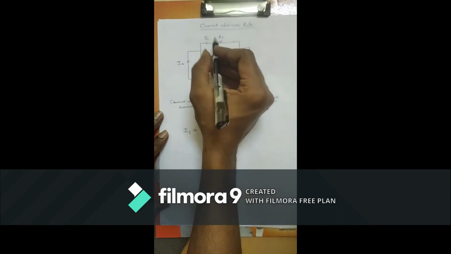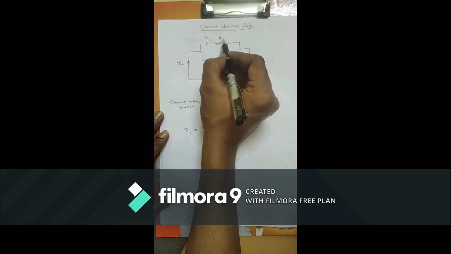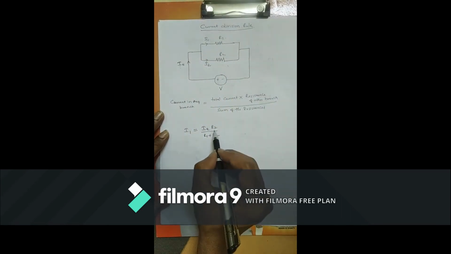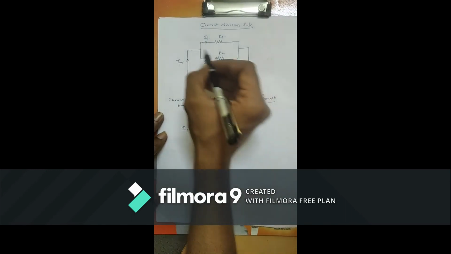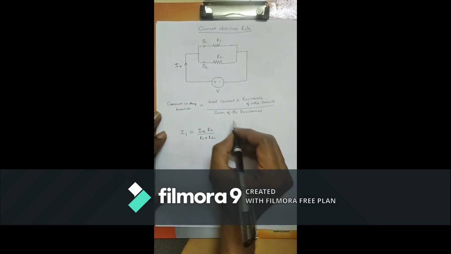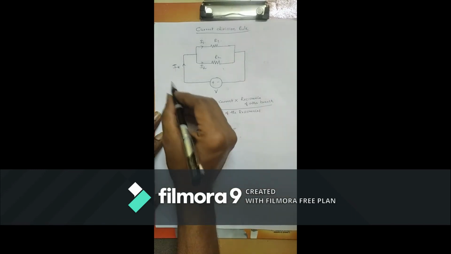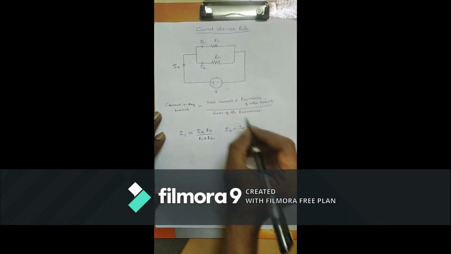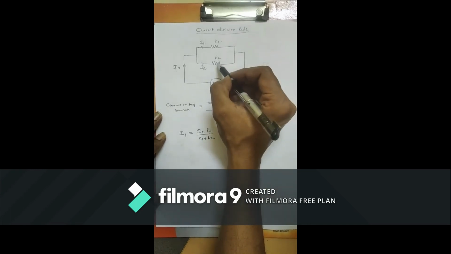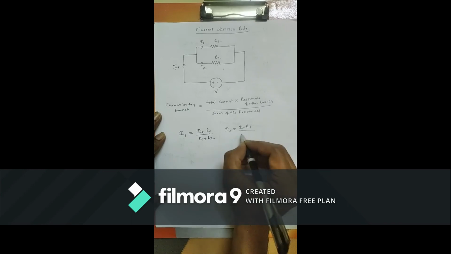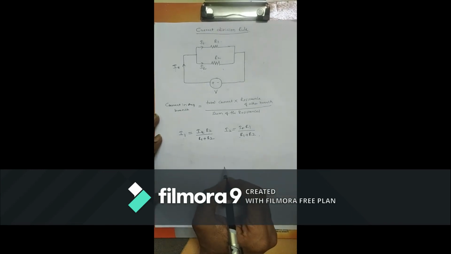If you are calculating the current in branch R1, you have to multiply by the resistance of the other branch, R2. Similarly, if you want to calculate the current in this branch, I2, it is the total current IT times the resistance of the other branch, which is R1, divided by the sum of the resistances R1 plus R2. So this is all about the current division rule.